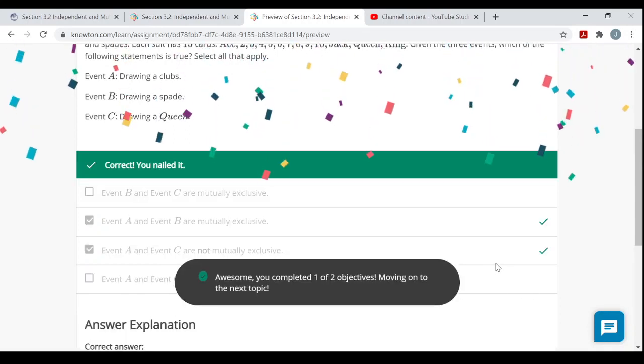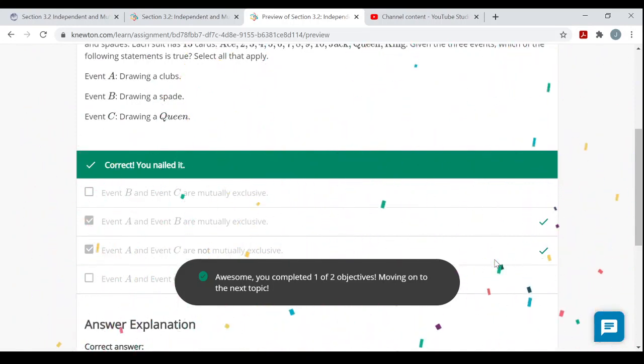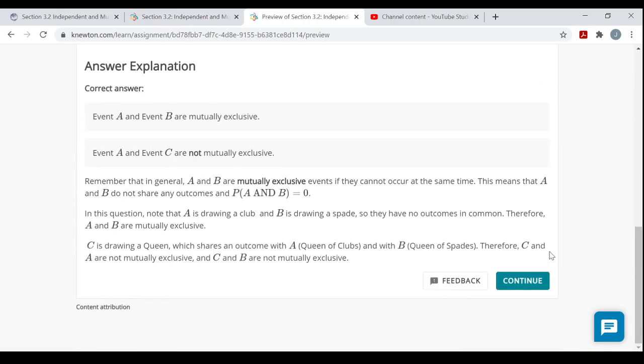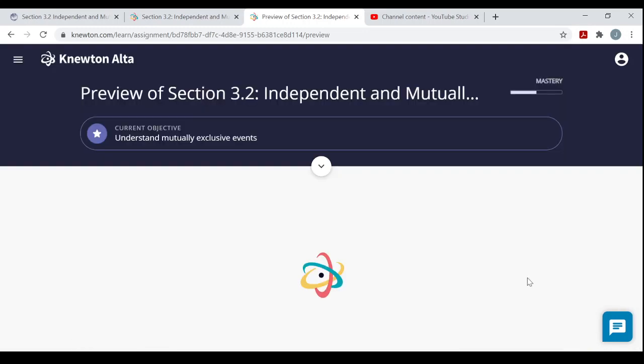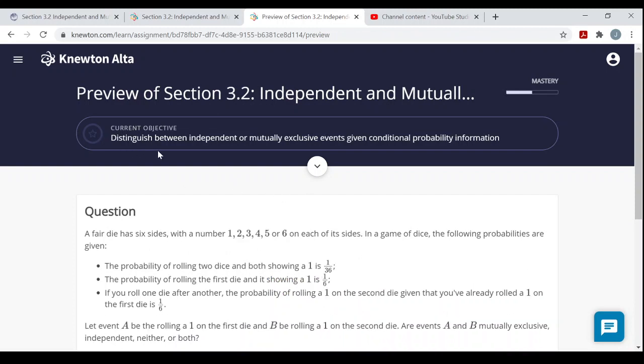All right. So hopefully you got the definition of mutually exclusive, or disjoint, down, what it means for 2 events to be mutually exclusive. All right, then the only other objective in this section is distinguish between independent or mutually exclusive events given conditional probability information.